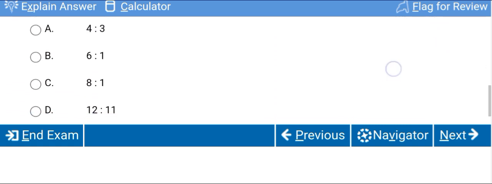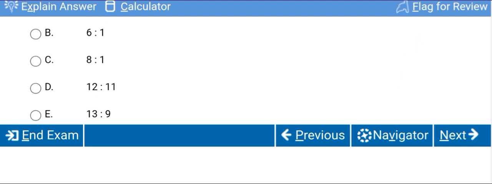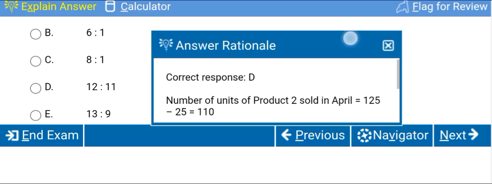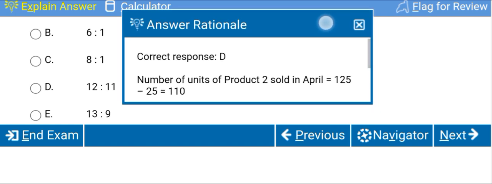So here we have option A 4:3, option B 6:1, option C 8:1, option D 12:11, option E 13:9. The correct response is option D.